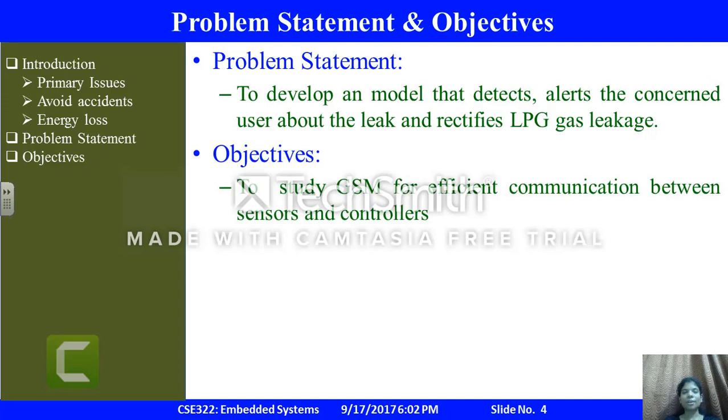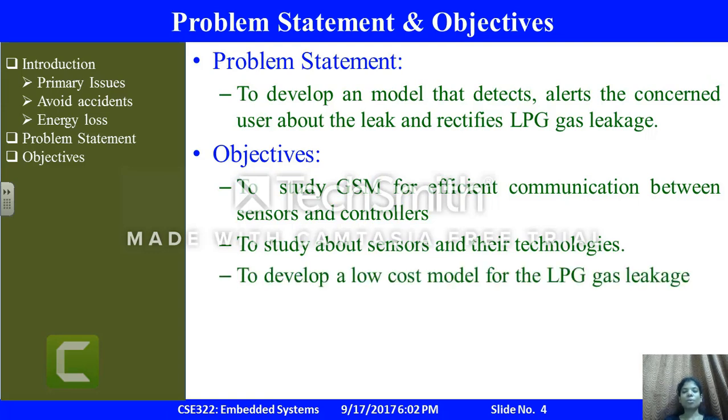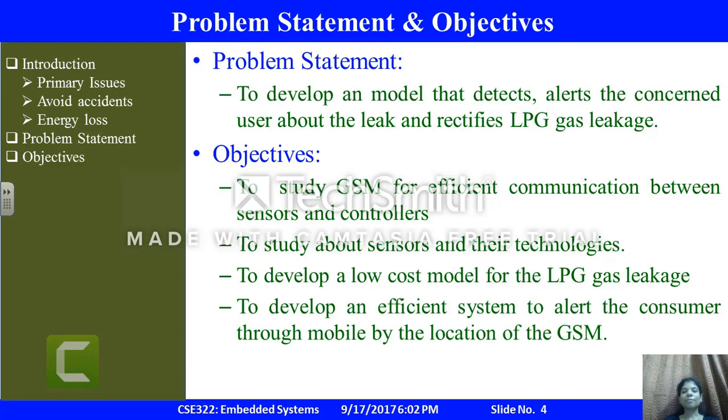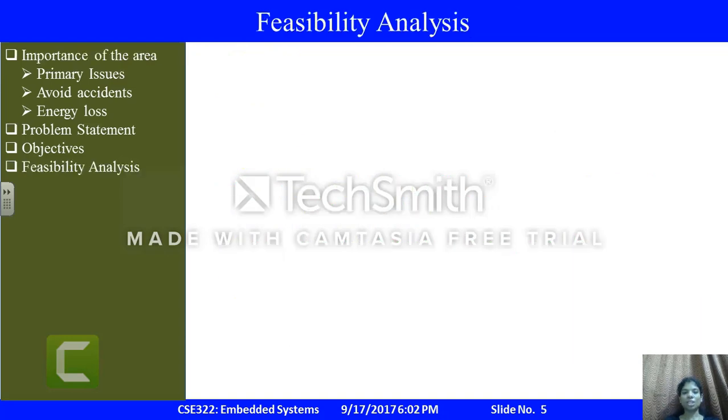These are the objectives. First one is to study GSM, that is Global System for Mobile Communications, for efficient communication between sensors and controllers. To study about sensors, that is the MQ6 sensor used for this project, and their technologies. To develop a low cost model, because the existing models are of high cost, so we are using a low cost model for LPG gas leakage. To develop an efficient system to alert the consumer through mobile by the location of GSM.